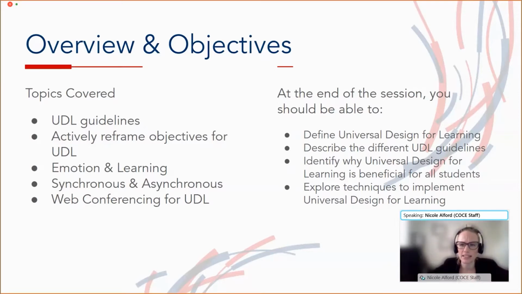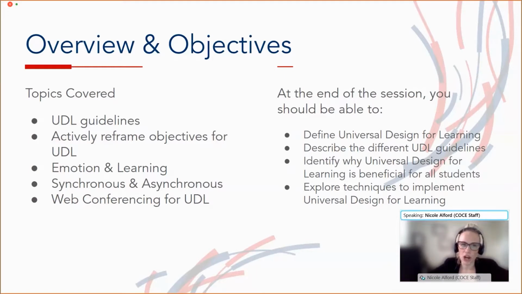Hopefully by the end of the session, you should be able to define universal design for learning, which we're about to get into, describe the different UDL guidelines, and identify why universal design for learning is beneficial for all students. And then explore techniques to implement universal design for learning. Throughout this session, there will be activities using Padlet that we will interact with today. So keep those phones or links ready because we will have that interactive component.